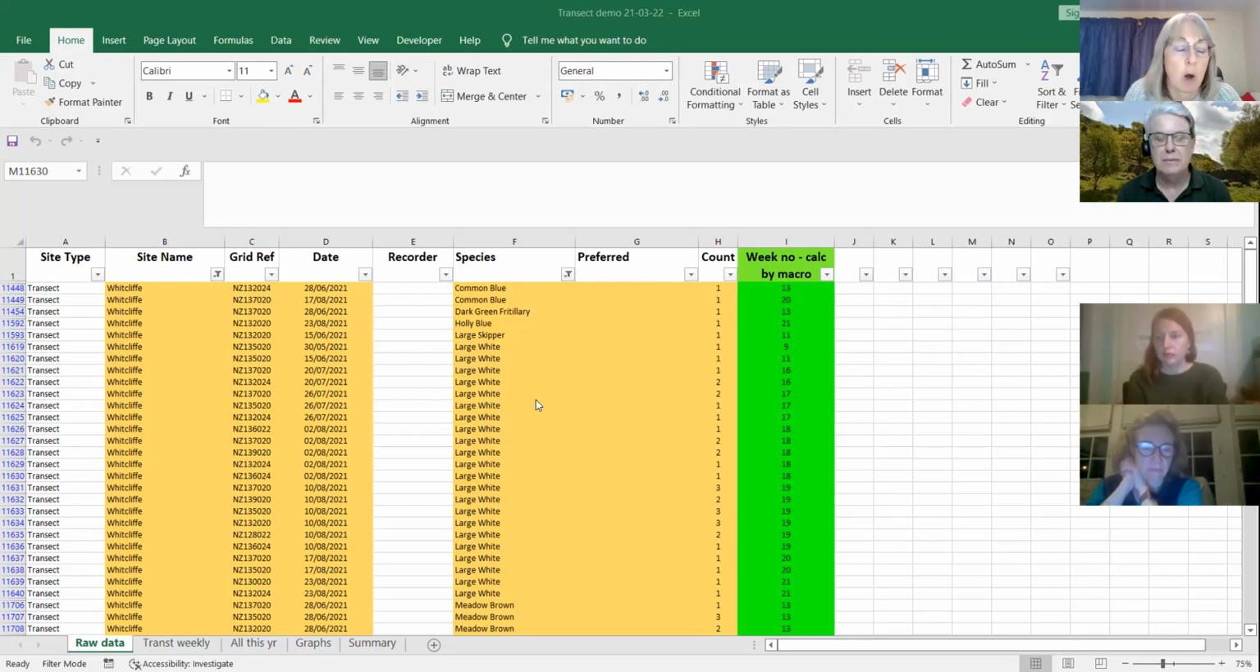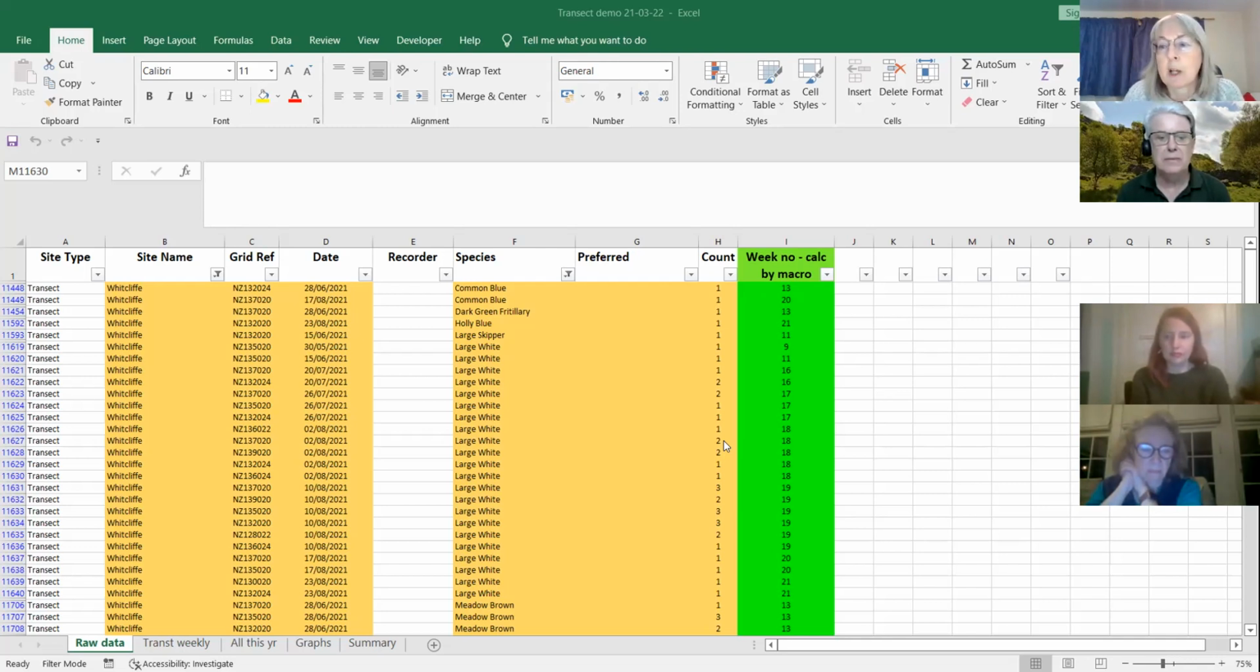And when it comes off the system, this screen here is what it looks like if you ignore the green column. This is actually my transect, Wycliffe, and you get a row for each date and each species. So this is what it looks like. It's got transect, Wycliffe, grid reference, date, species, and the number that I saw. It's the same for every transect. They're all in a great big table. So that was the raw data.